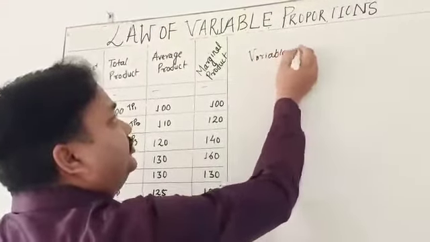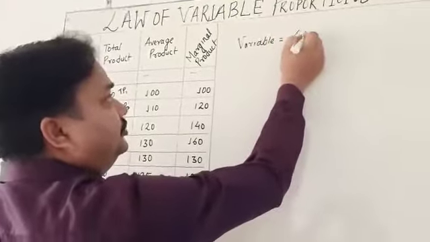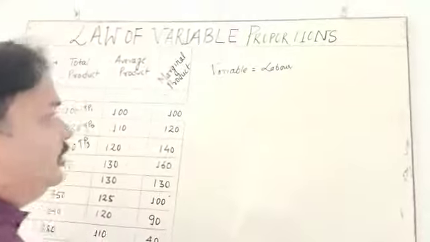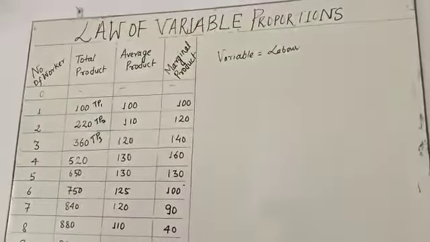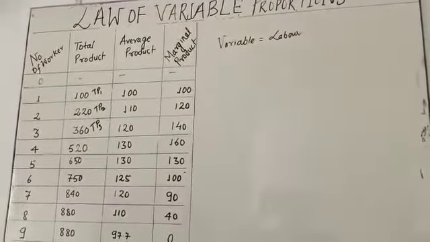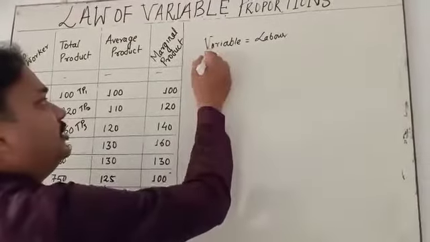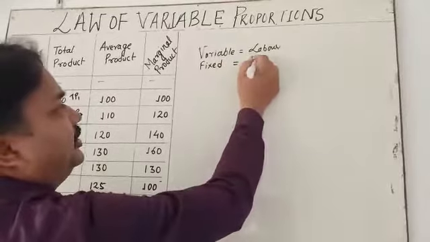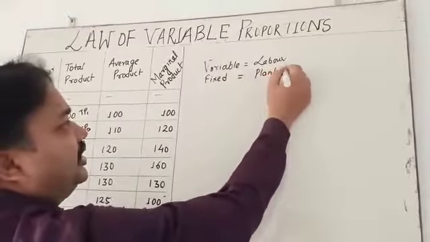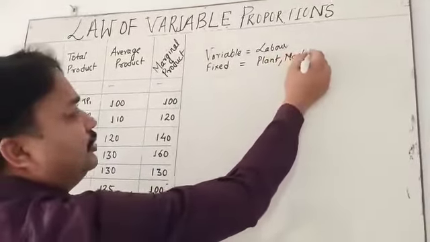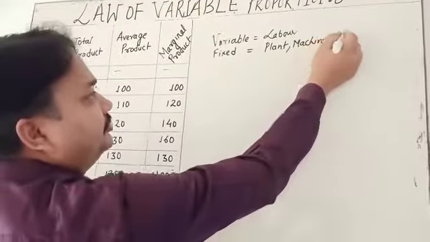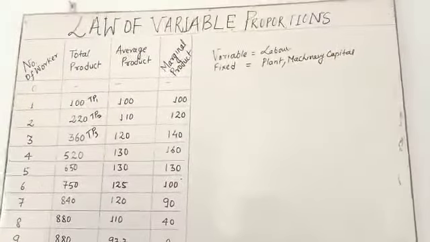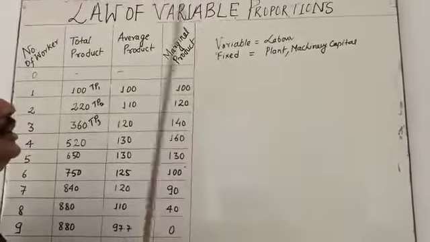Variable means labor. Okay, whatever the labor used in production of any commodity. What is the fixed? Fixed means that is plant, machinery. You can also say that capital. This is the fixed capital. So for every production we require two factors, that is a variable factor and a fixed factor.